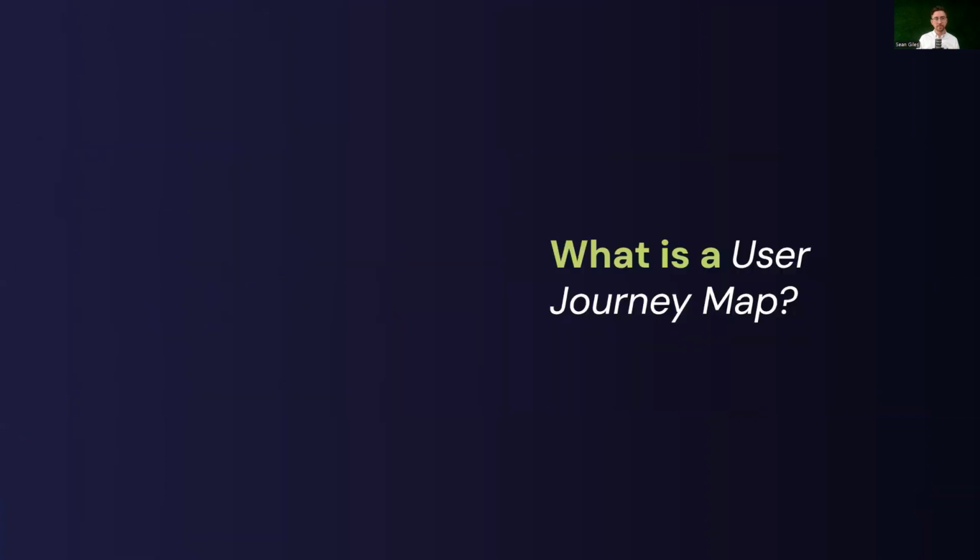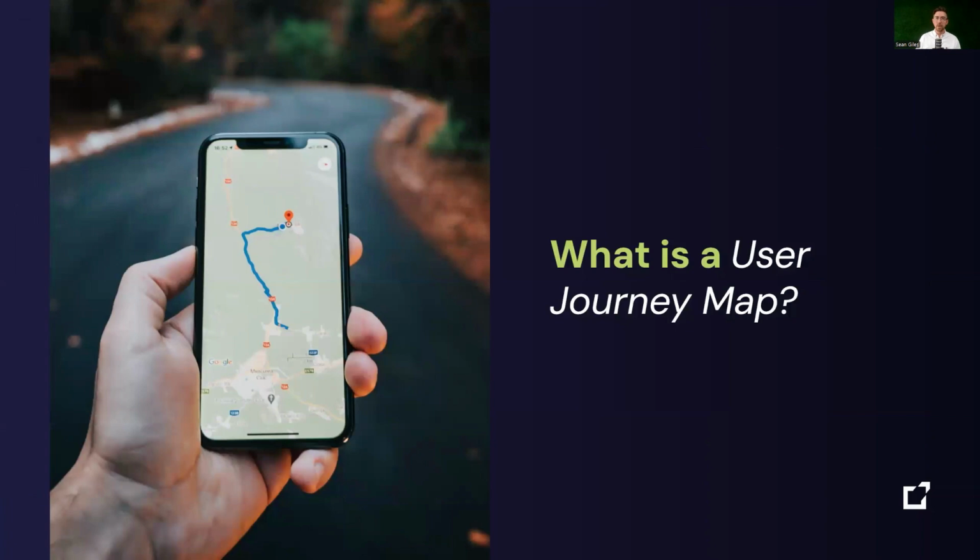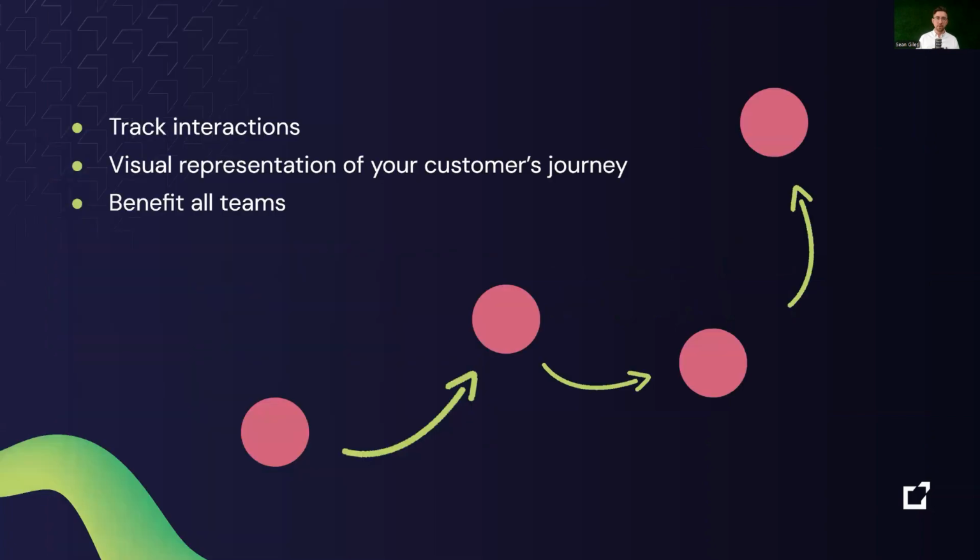So what is a user journey map? So now we know what the user journey is. What is the actual user journey map? So this is where we are tracking all of the interactions that users will have on our website. And when we put them together, it creates a visual representation of the customer's journey, so we can see how somebody is getting from that point A to point B.